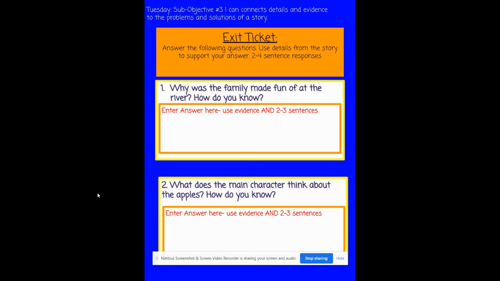Why was the family made fun of at the river? How do you know? There are 2 questions there. Make sure you are answering both questions. What does the main character think about the apples? How do you know? Again, make sure you're answering both questions in complete sentences with capitals and punctuation.